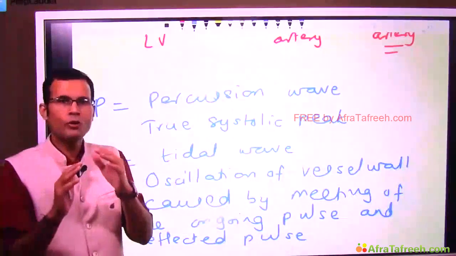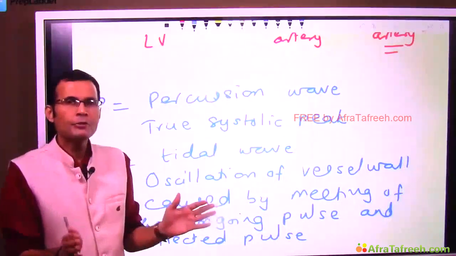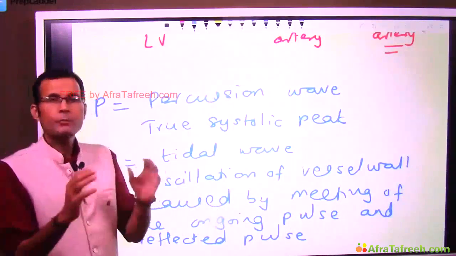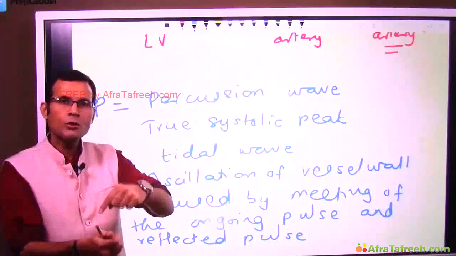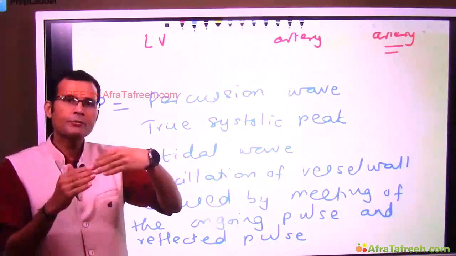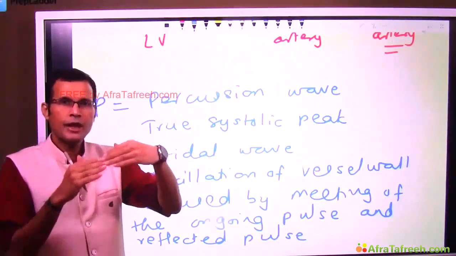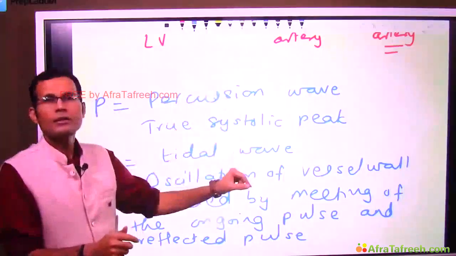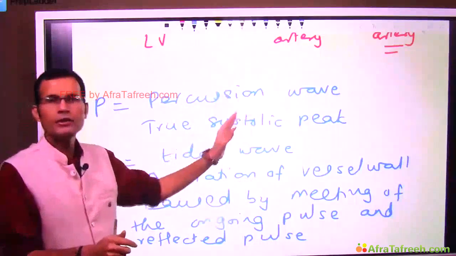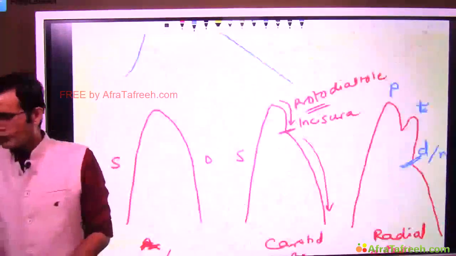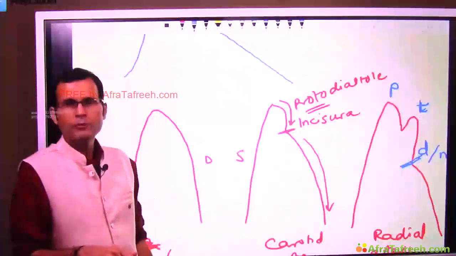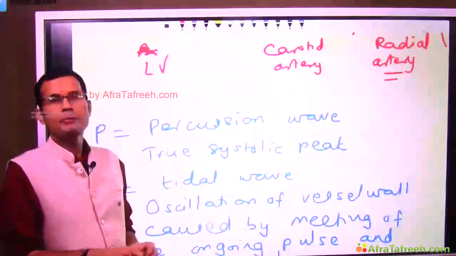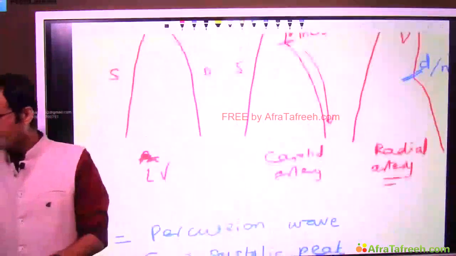The vessel wall will oscillate with different amplitudes at different points in the circulatory tree. But the point is, because of that ongoing wave and reflected wave meeting and causing oscillation of the vessel wall, that creates another peak in the radial artery recording. So just an additional wave which is seen. So that was arterial pulse. Well, of course, let's complete the discussion.